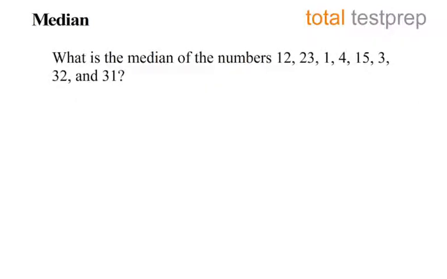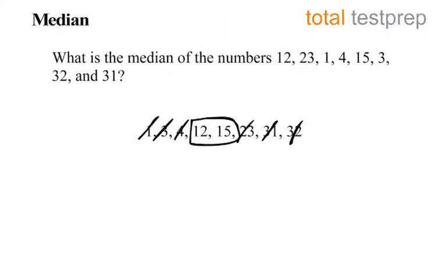What about this set of numbers? What is the median of the numbers 12, 23, 1, 4, 15, 3, 32, and 31? First, arrange them in order as before. Then get rid of the first and the last. Once again, get rid of the first and the last. One more time, get rid of the first and the last. But now what remains is two numbers, not one number. So we're left with 12 and 15.